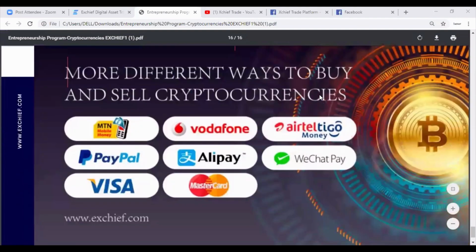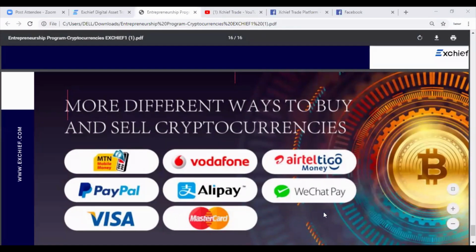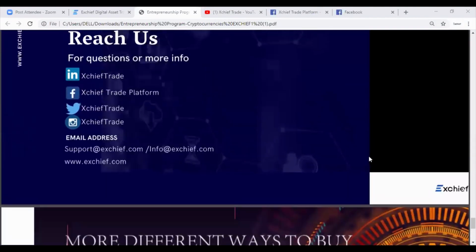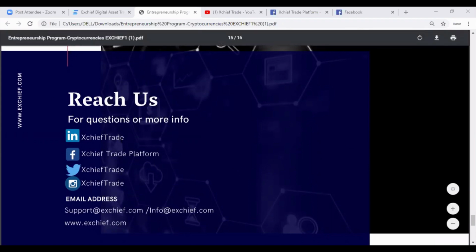Now, on our platform, we realize that especially when you are using the OTC platform, you can use mobile money for transactions there. My colleague will further explain that. But these are the modes of payment you can use on our Exchief platform. You can use mobile money, Vodafone, Airtel, Tigo Money, PayPal, Alipay, WeChat, and Visa and MasterCard. So if you have any of these payment methods, you can make use of it on our platform.